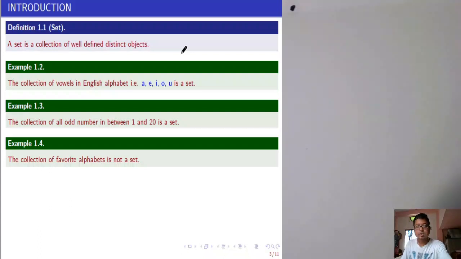The collection of favorite alphabets is not a set. Okay, this is not a set. Why? If I ask you to collect some alphabets which are your favorite, those may not be favorite to me, which means that collection is not well defined. That's why that is not a set.